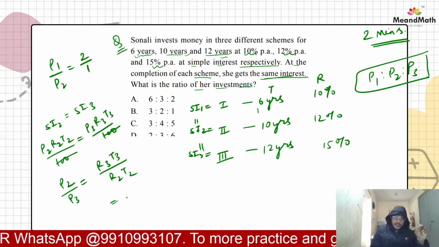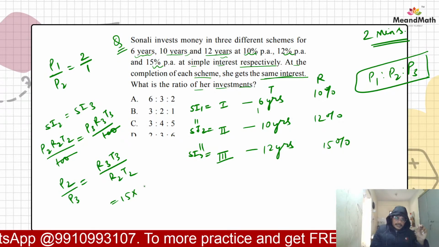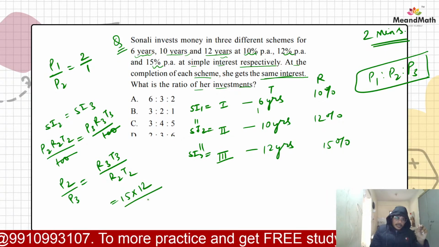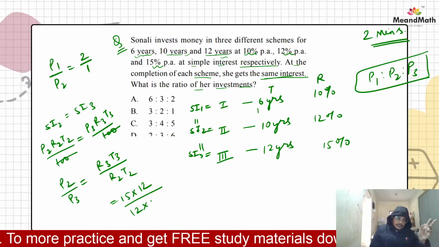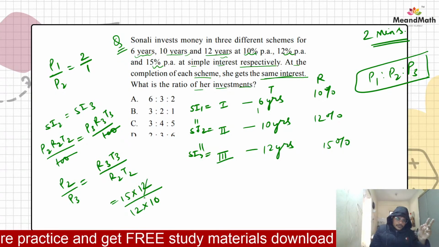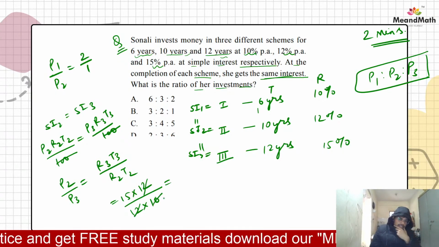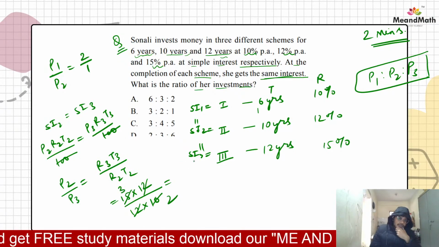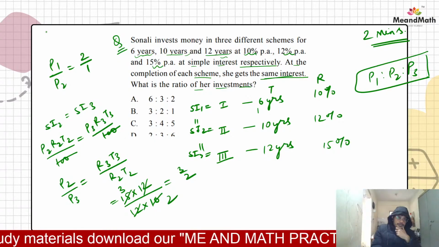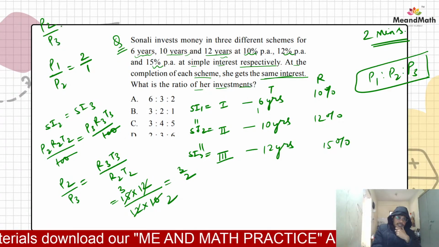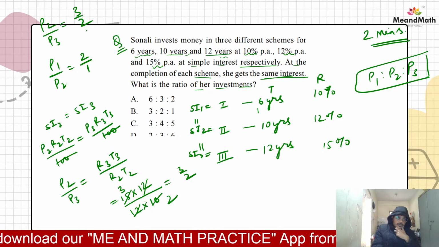Now what is R3 value? R3 value is 15. What is T3 value? That is 12. What is R2 value? That is 12 again. And what is T2 value? That is 10. So 12 to 10 cancel out. So this is 3 upon 2, right? That means P2 upon P3 is equal to 3 upon 2, right?